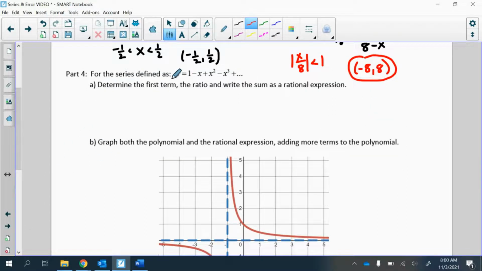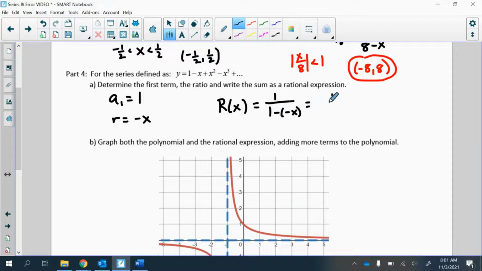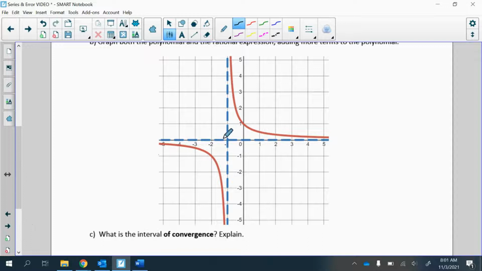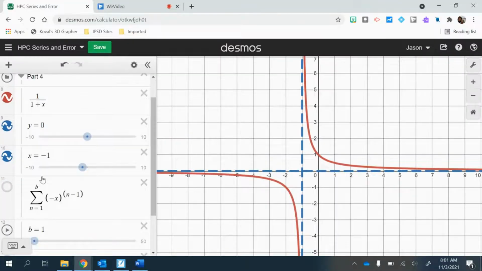Part 4. For the series defined as follows, we're going to do the same thing we did in part 2. So a sub 1 is 1, r is negative x in this case. So my rational function is 1 over 1 minus negative x, which I would write as 1 over 1 plus x. So then I graph this polynomial with the series.